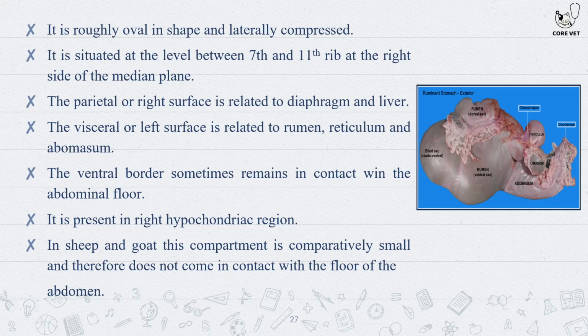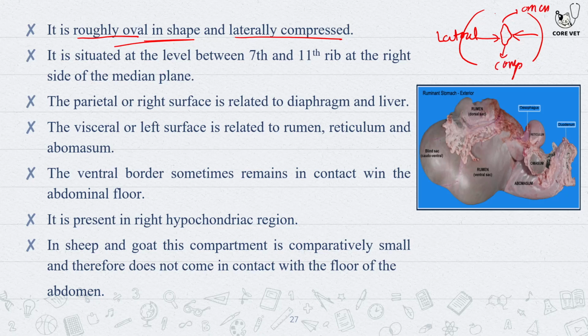Now, it is roughly oval in shape. Roughly oval shape. It is laterally compressed. Means what? From the lateral aspect, we see that this is oval in shape and compressed laterally. From the lateral aspect, the omasum is compressed due to the packaging of the omasum in the abdominal cavity. It is slightly laterally compressed. It is situated at the level between the 7th and the 11th rib at the right side of the medial plane. What does it mean? If this is the abdominal cavity, this is the midline. So omasum is placed close to the midline and just on the right side.